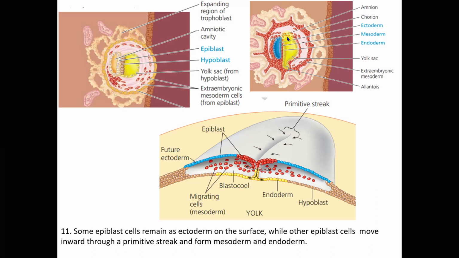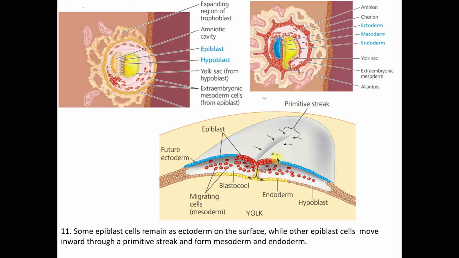So if we turn this 90 degrees, we get something like this. Alright, turn this a bit, it looks like this. So this is the epiblast, right? Now, some of this epiblast that remains on the surface will become the ectoderm.